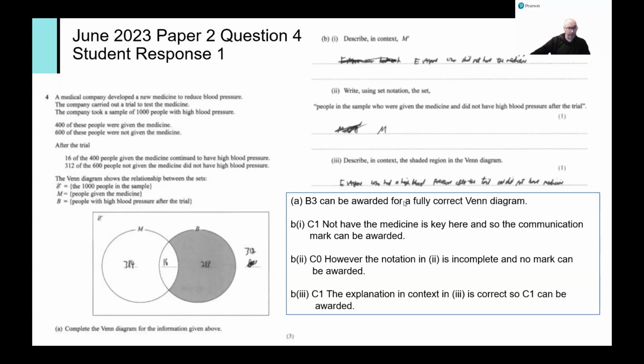You can see here that the Venn diagram is correct, so they will get all 3 marks of part A. They get the communication mark for B1, but then for the second part of B, the notation is incomplete, it's not correct, so they cannot get that one. Their response for part C was correct and in context, so they get that mark.